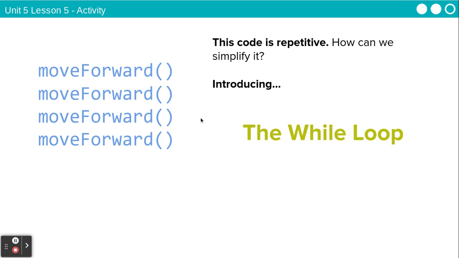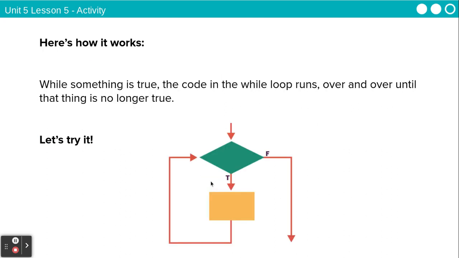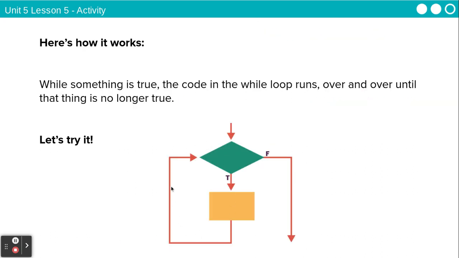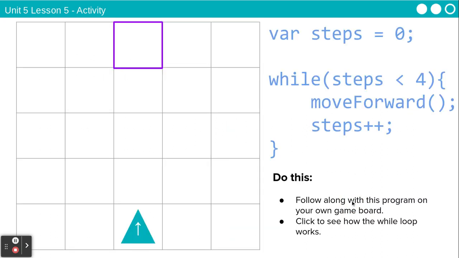So the first type of loop that we're going to look at is called the while loop. Basically, the while loop takes place while something is happening. So instead of writing the same code and being repetitive, we can use these loops. So again, while something is true, the code in the while loop runs over and over until that thing is no longer true. So for example, this is going to keep going around, and then once this is no longer true, then it will exit the loop. So let's take a look at an example.